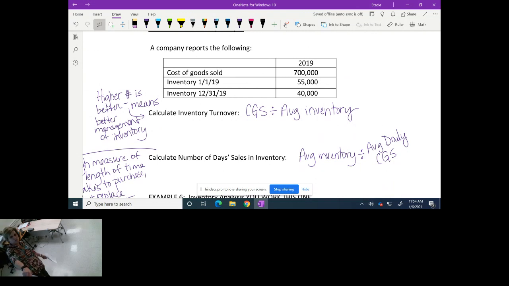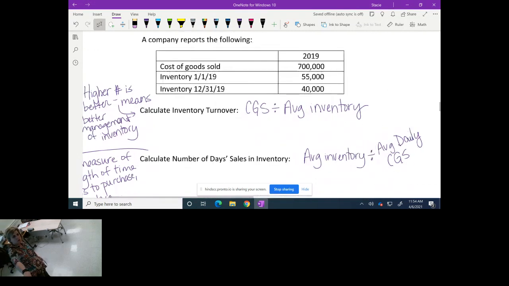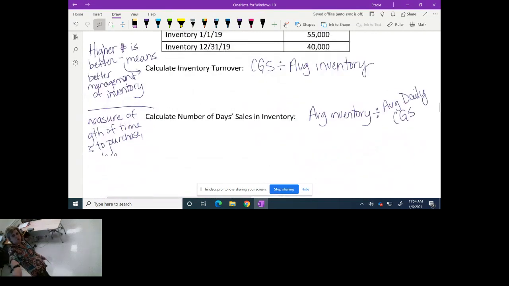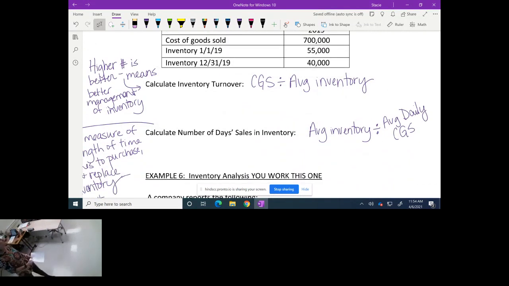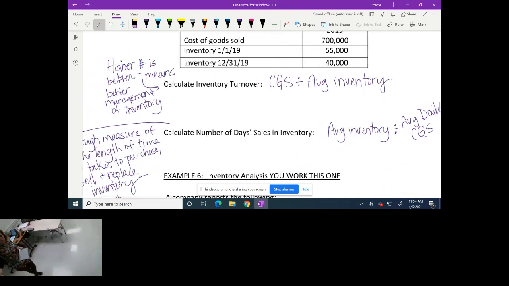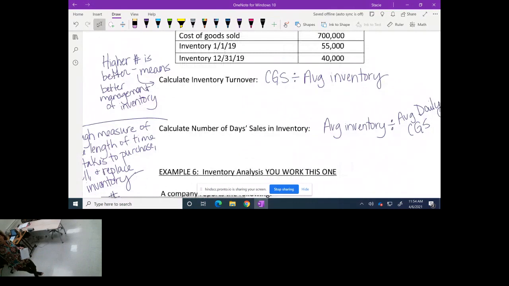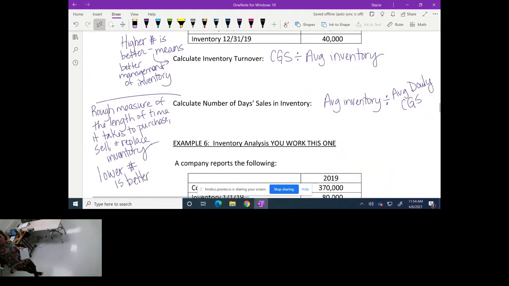I've got a note here for you. A higher number on turnover is better. It means better management of the inventory. And the number of days sales in inventory is a rough measure of the length of time it takes to purchase, sell, and replace inventory. So a lower number is better. You don't want that to be too long.